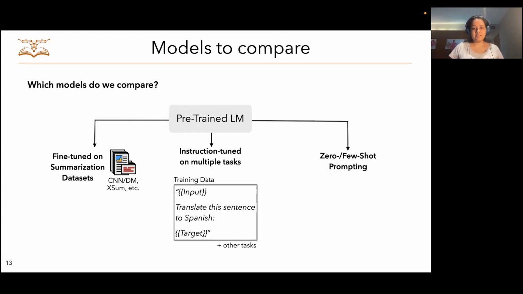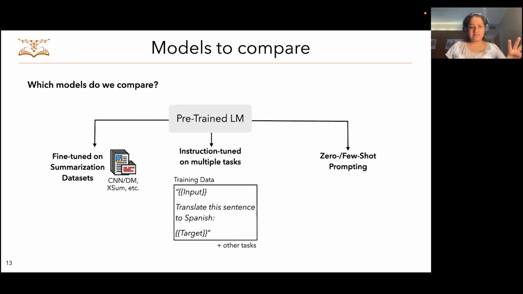What this actually does is that it further trains a large language model on training data that has demonstrations from a wide variety of tasks. So for instance, here I've shown a translation example. Give it the input, translate the sentence to Spanish, and give it the correct target. And you fine-tune on this and other tasks to basically teach the model how to respond to instructions.